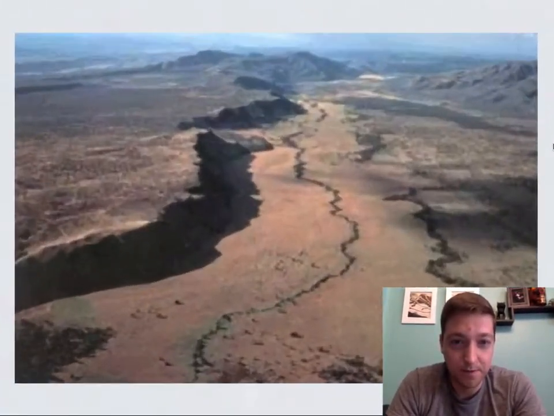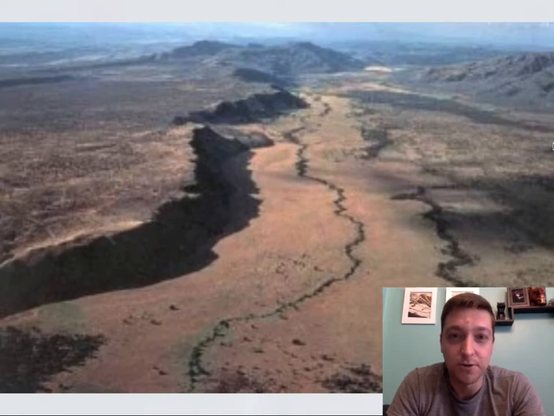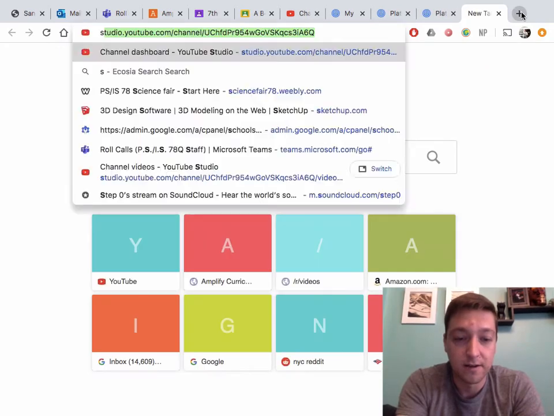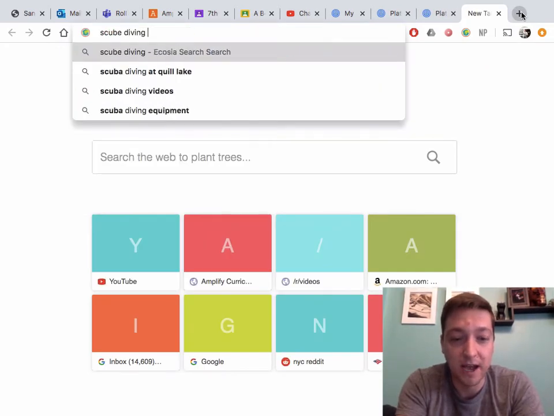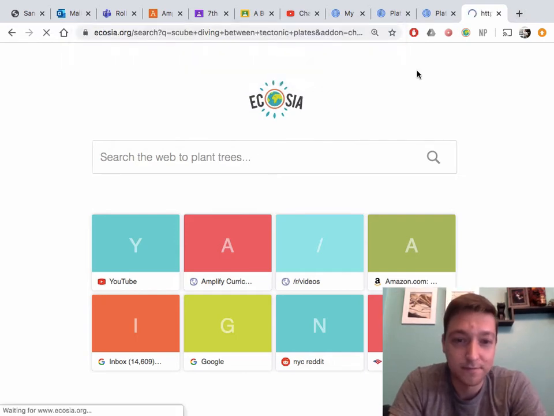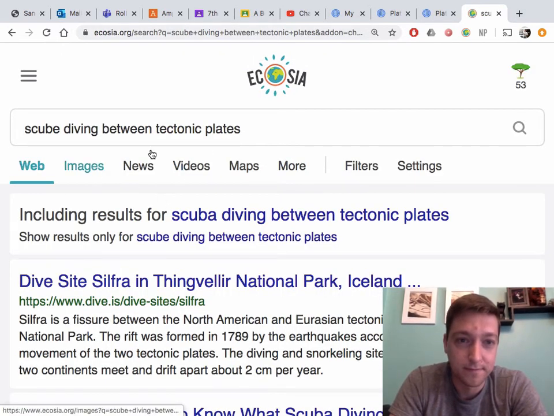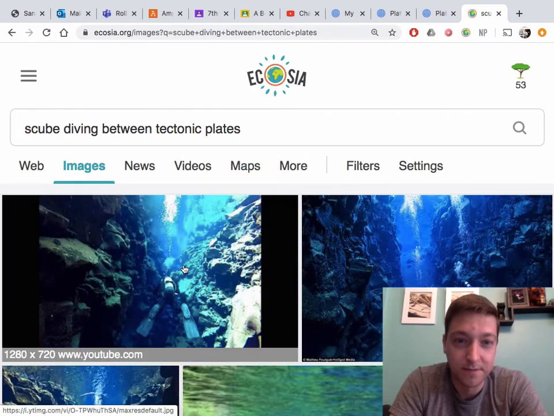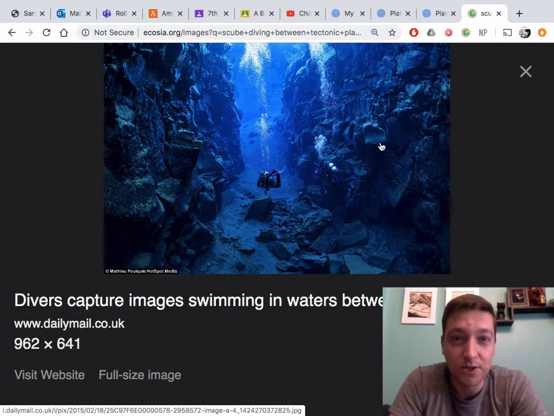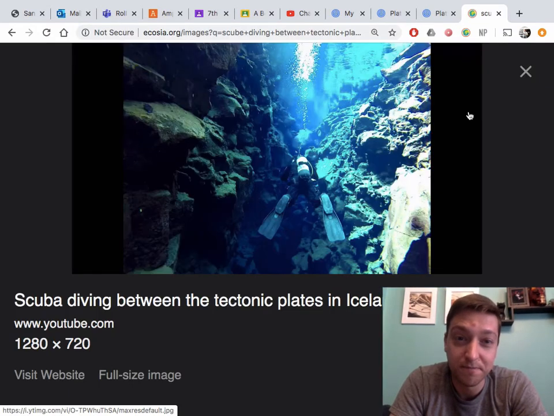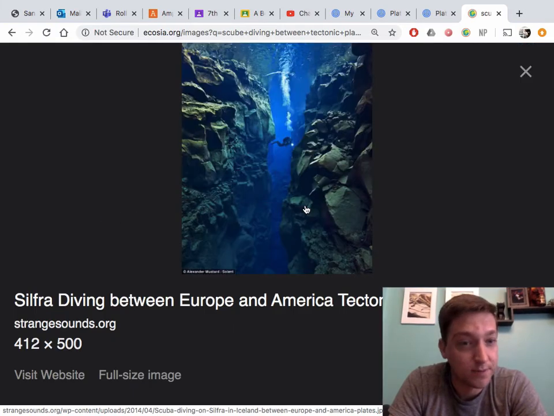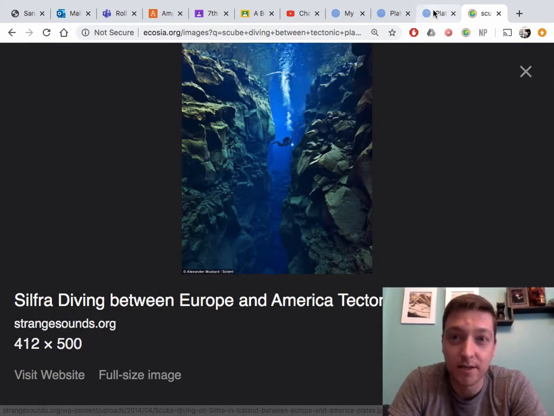Actually, there's a good picture online of someone scuba diving between, let me see if I can find that. I'm going to search scuba diving between tectonic plates on my Ecosia. Yeah. This person is scuba diving in between two divergent tectonic plates. Pretty cool. This is between the Europe and American tectonic plates.